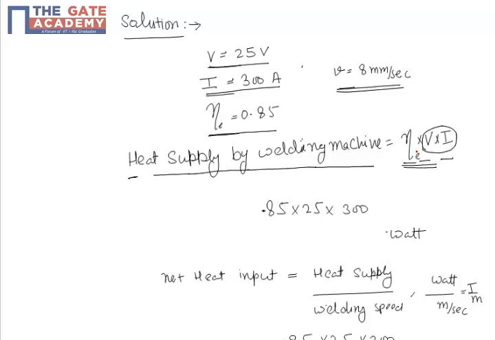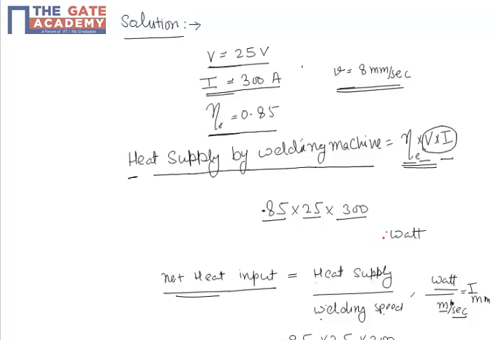Fine. So the value of eta is equal to 0.85, the value of V, voltage, is equal to 25 and the value of current is 300 ampere. So we also know that the net heat input is equal to heat supply upon welding speed. Heat supply upon welding speed. So heat supply should be in watt and the welding speed is in mm per second. So the unit of this heat input will come to joule per mm, and that should be the unit of our answer.